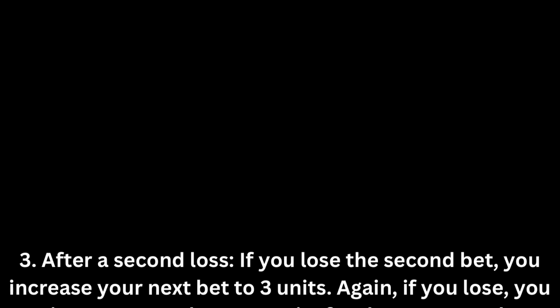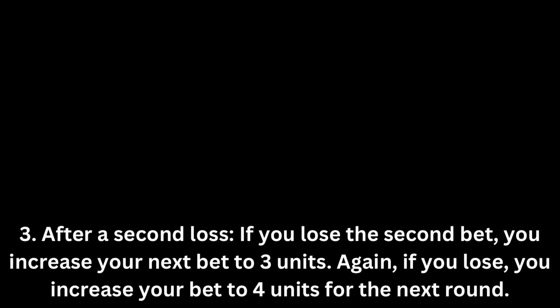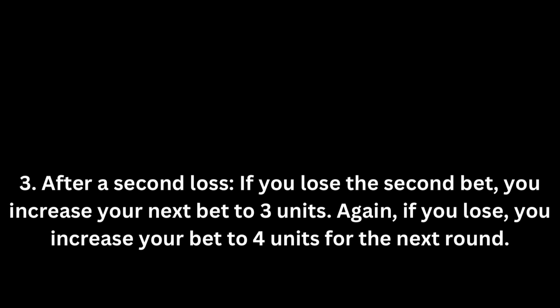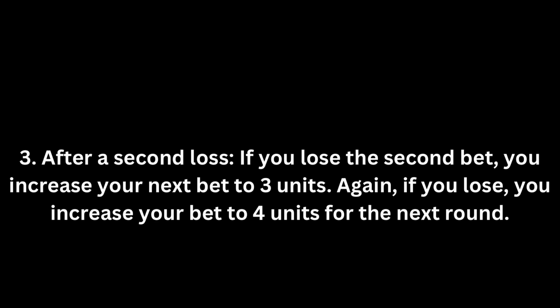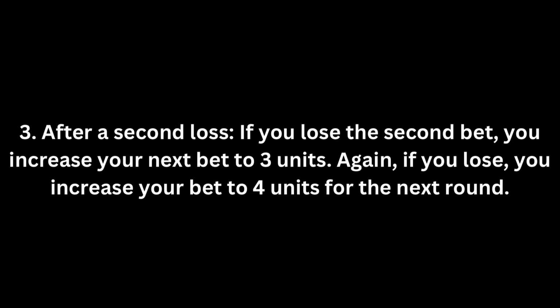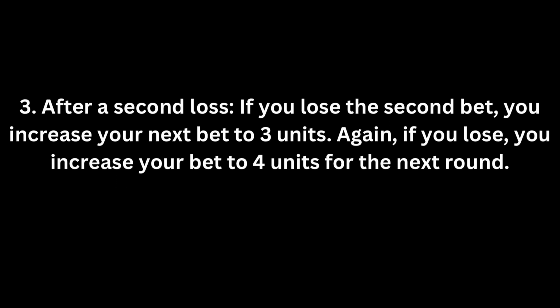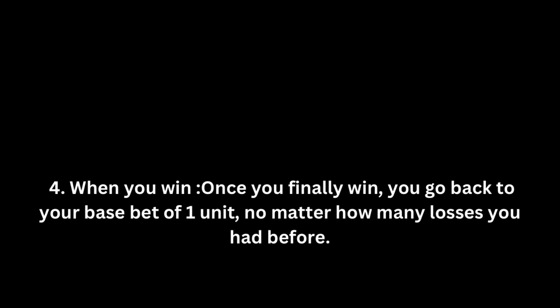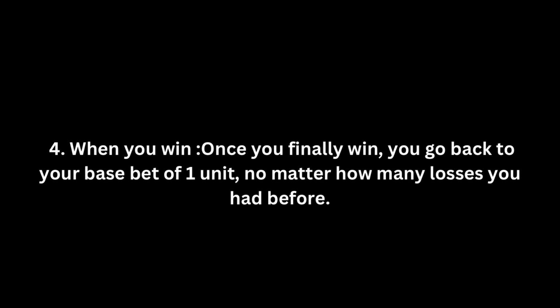Step 3. After a second loss. If you lose the second bet, you increase your next bet to 3 units. Again, if you lose, you increase your bet to 4 units for the next round. Step 4. When you win. Once you finally win, you go back to your base bet of 1 unit, no matter how many losses you had before.